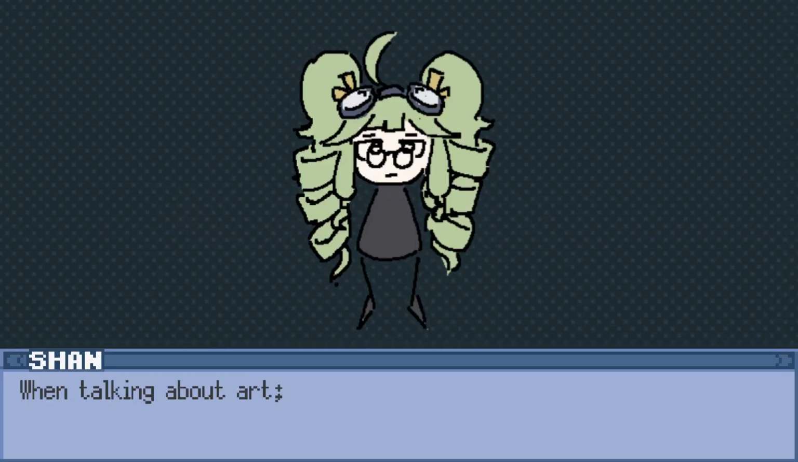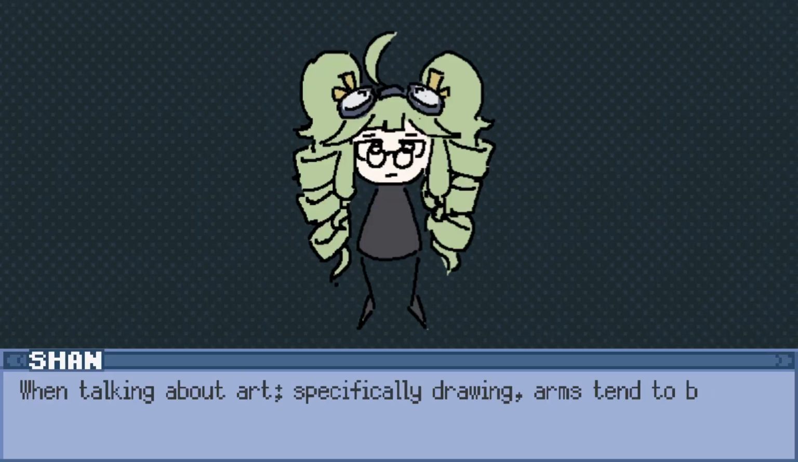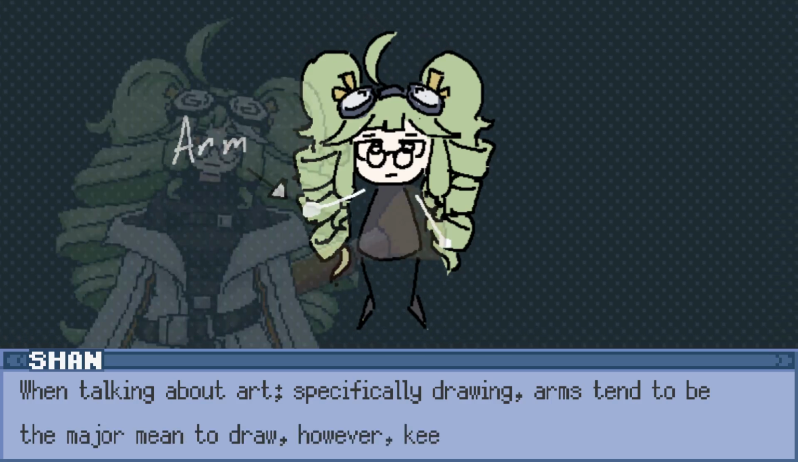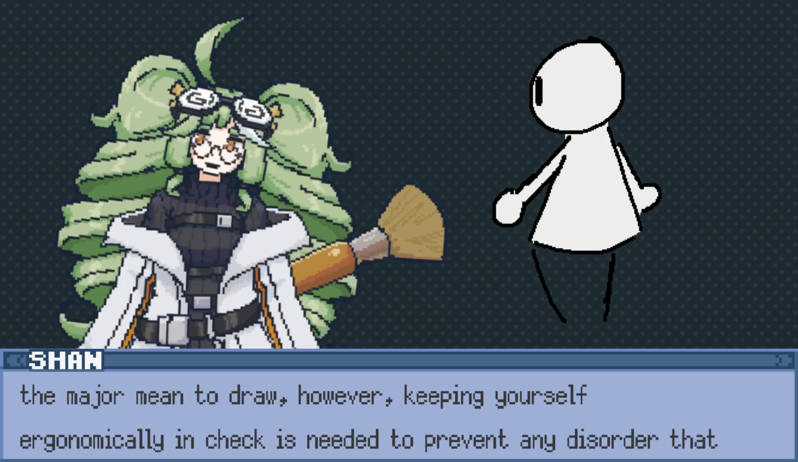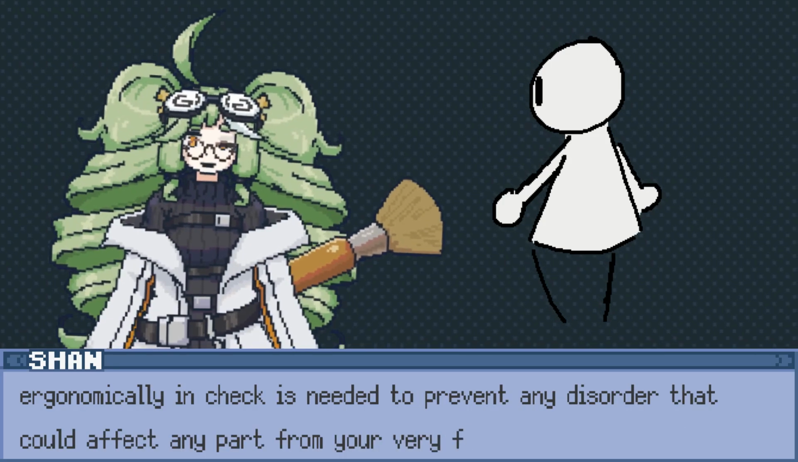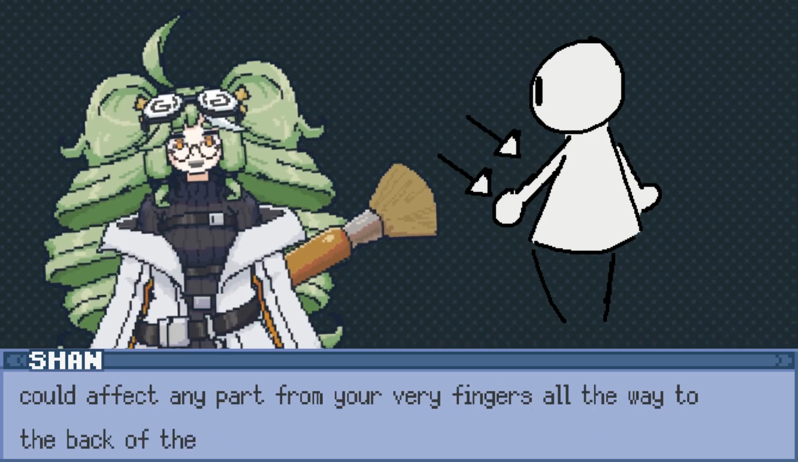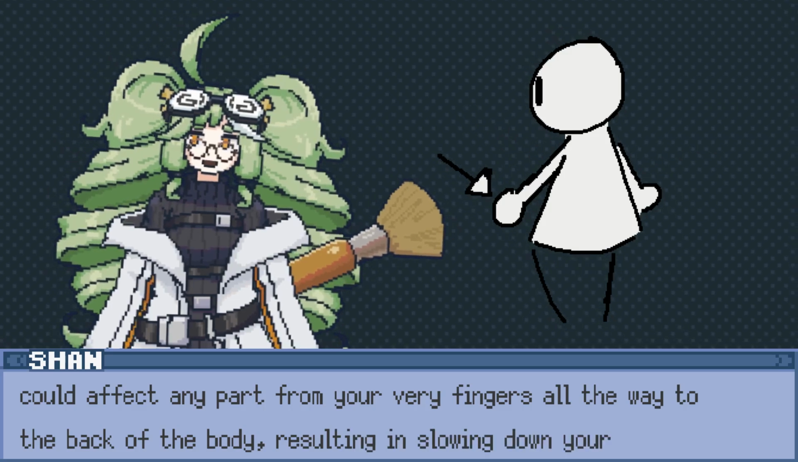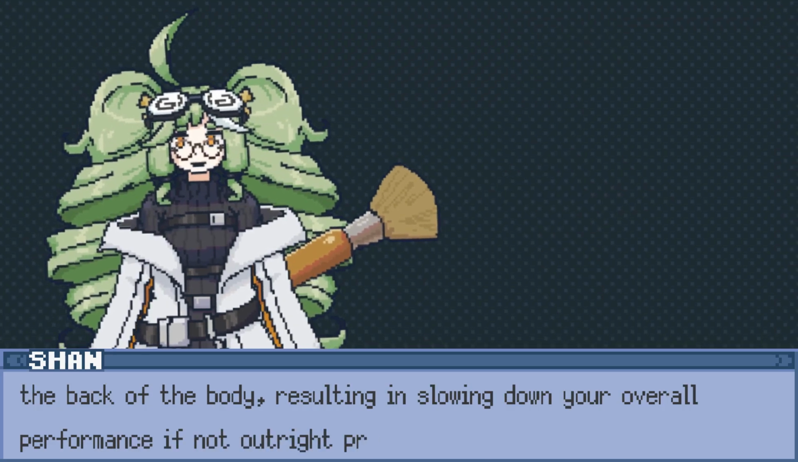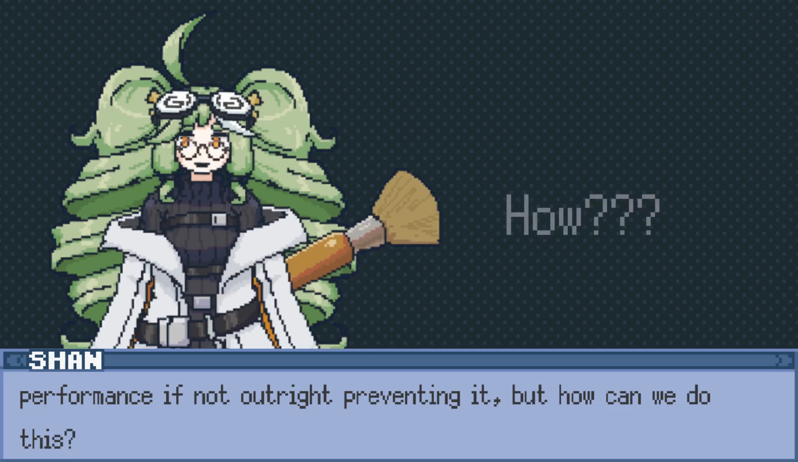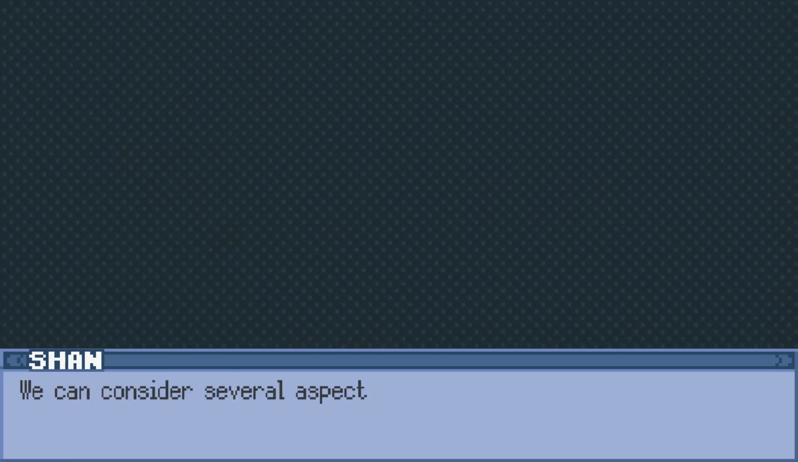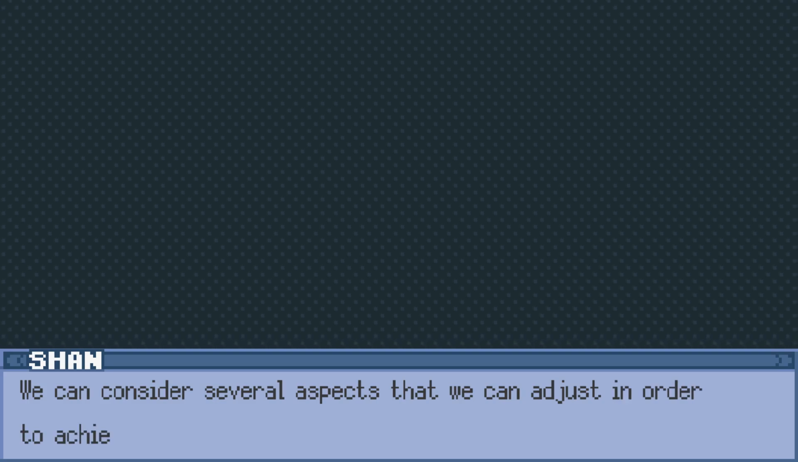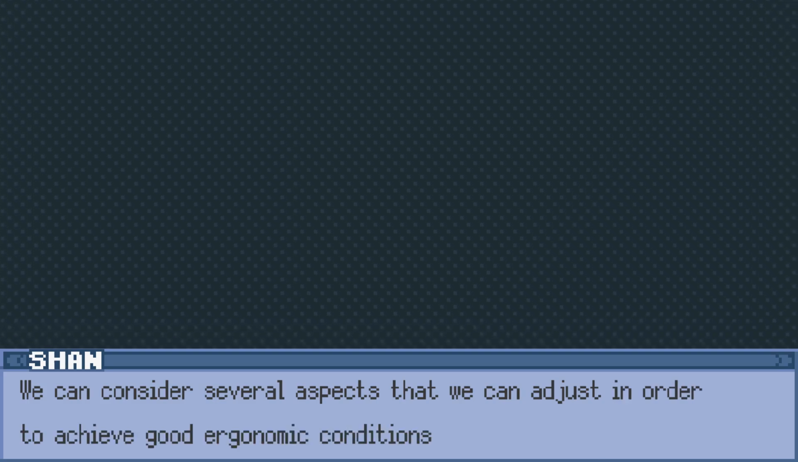When talking about art, specifically drawing, arms tend to be the major means to draw. However, keeping yourself ergonomically in check is needed to prevent any disorder that could affect any part from your very fingers all the way to the back of the body, resulting in slowing down your overall performance if not outright preventing it. But how can we do this? We can consider several aspects that we can adjust in order to achieve good ergonomic conditions.